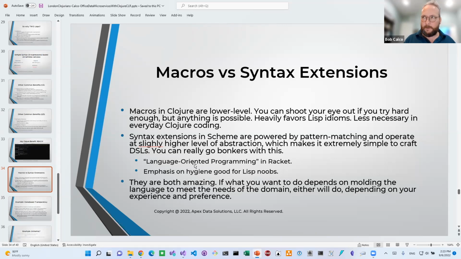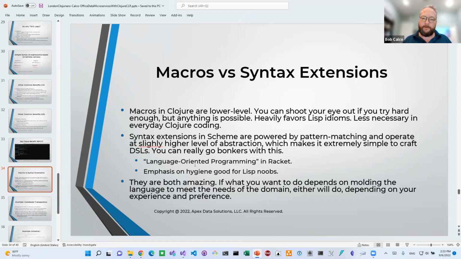The difference between Clojure-style macros and syntax extensions, I'll just briefly go over a couple of things that occurred to me as I've been working on these. Clojure macros are lower level. You can shoot your eye out if you try hard enough, but anything is possible. If you can imagine it, you can do it.